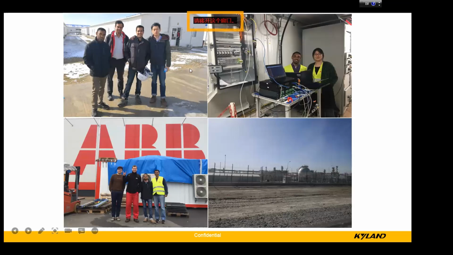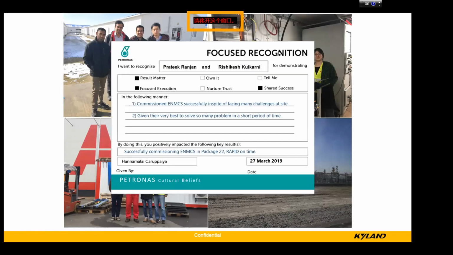And here are some photos at the on-site. And this is a recognition letter from the customer. In this project we met many problems, and the customer wanted us to finish all the jobs in a short time, so we needed to work day and night to meet the requirement. Finally, it was successfully commissioned on time. So the customer gave us the recognition letter.